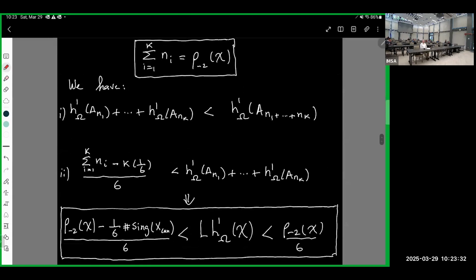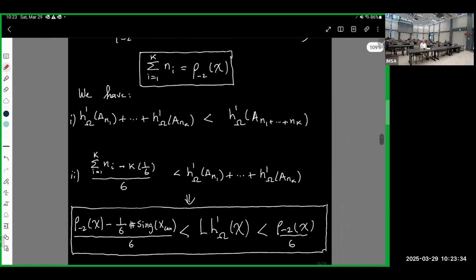So we can know something. So from what I have written before, the localized H1 of a rational class of surfaces is bounded above by the number of minus 2 curves on the minimal model divided by 6, and is bounded below by the number of minus 2 curves minus 1/6 the number of singularities divided by 6.